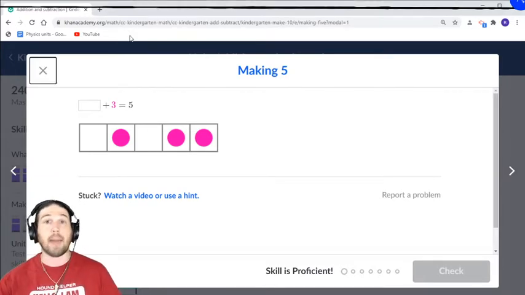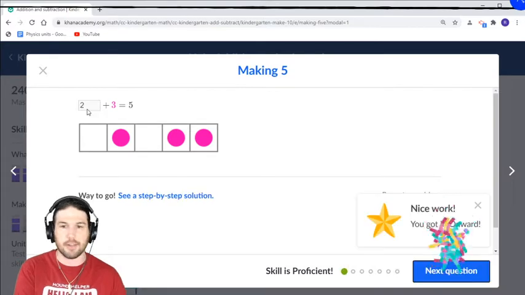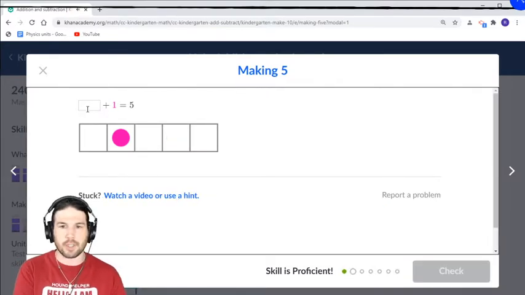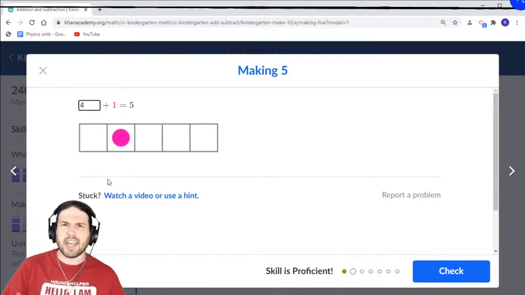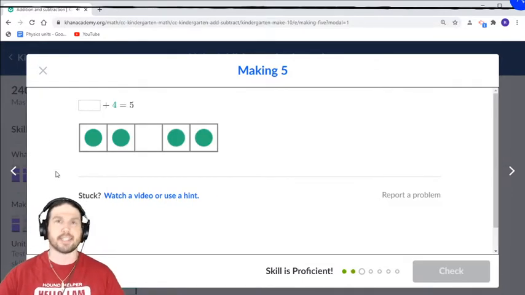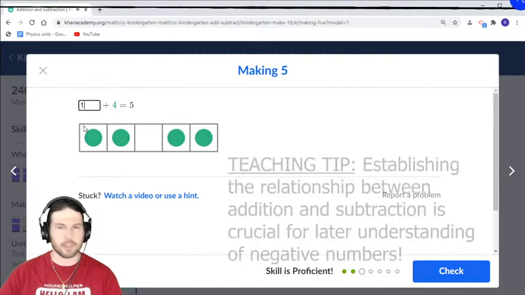So anyway, with that miniature rant over, 2 plus 3 is 5. 4 plus 1 is 5. It's like it's sneaking in subtraction. It's stealth subtraction. 1 plus 4 is 5.